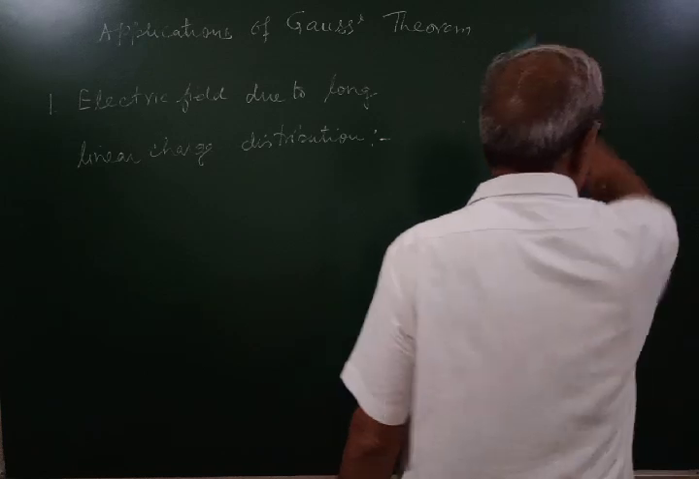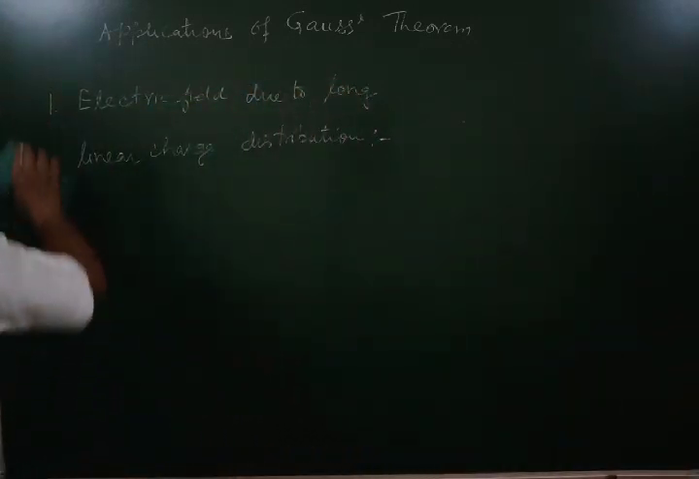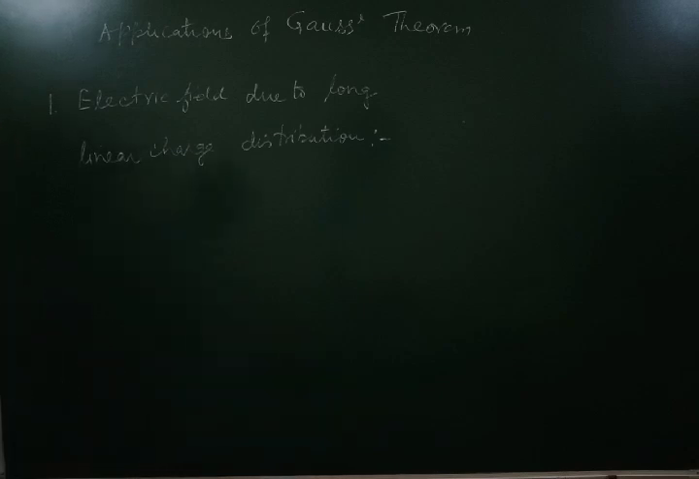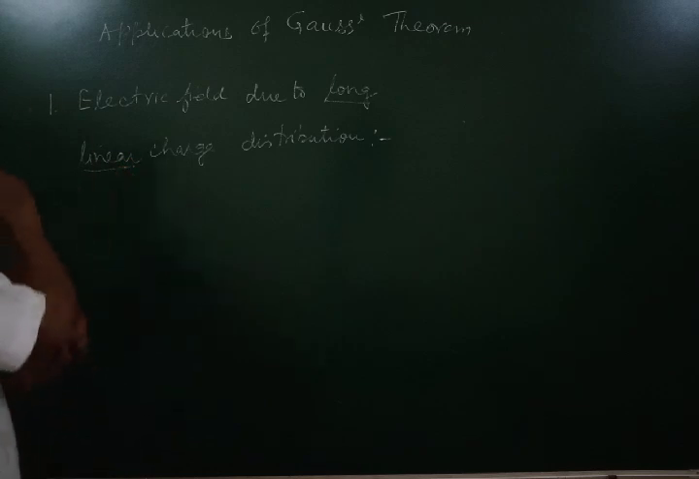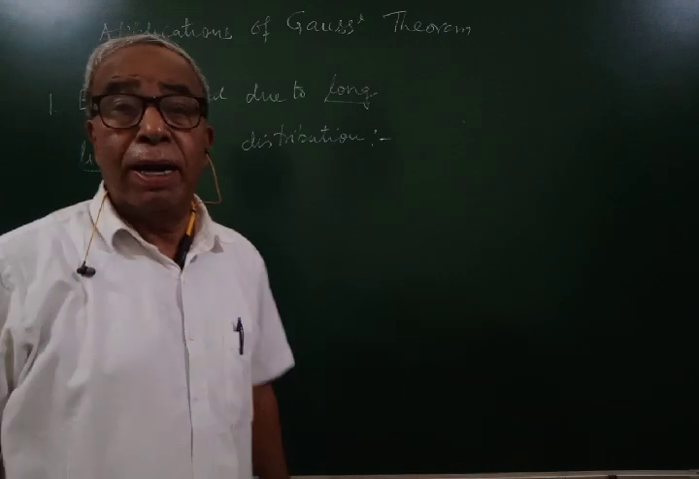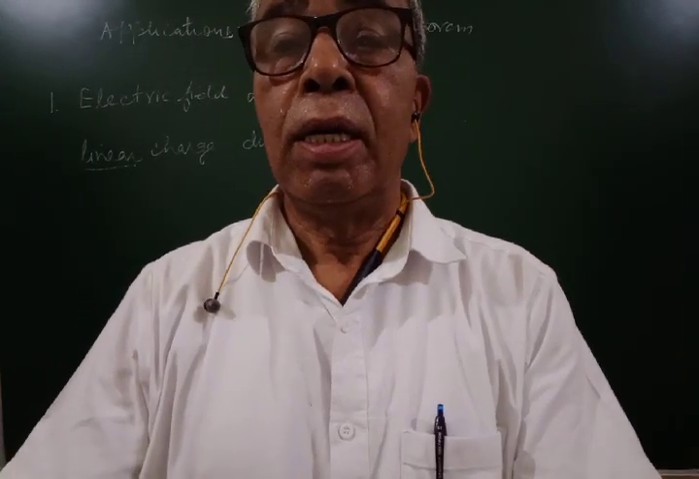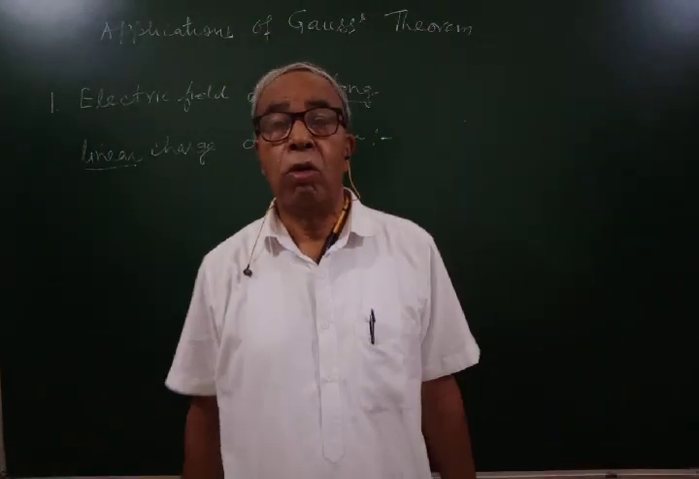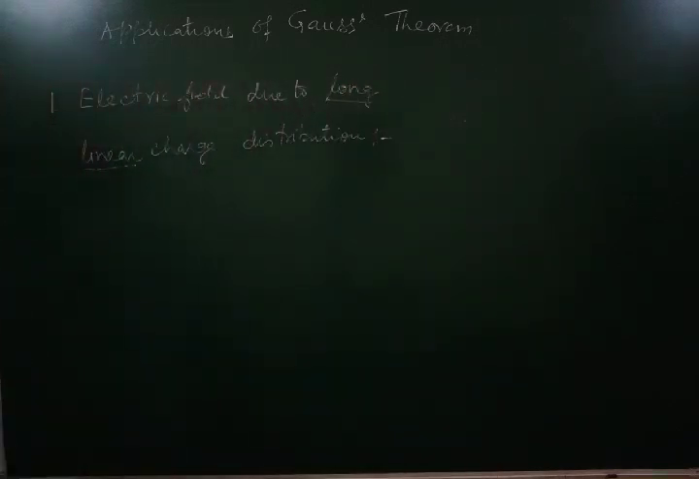I have not drawn the diagram before because I want to discuss. The heading is electric field due to long linear charge. Long means infinitely long. So what is the meaning of infinitely long?